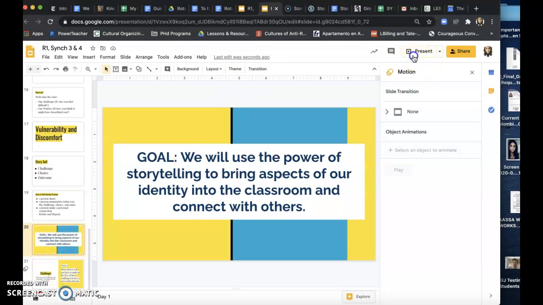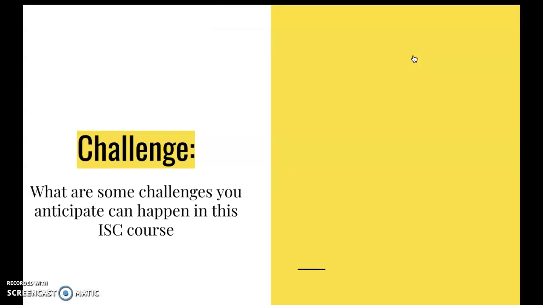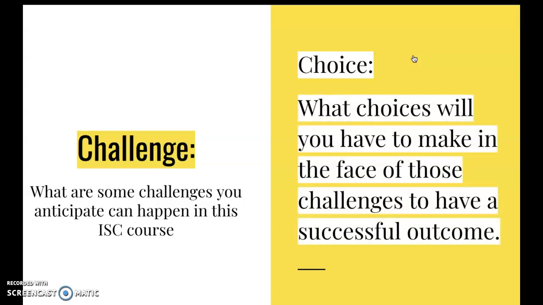And then for the close, I thought about using that same format of challenge and choice. And so asking everyone to think silently, before we close, I want you guys to think about, what are some challenges you might anticipate happening in this course. So just silently think about what are some challenges you think are going to come up as we engage in this course, whether it be through distance learning or when we're back on campus. And then after you give them a minute or so to think about that, ask them, what choice do you think you'll have to make in the face of those challenges to have a successful outcome? And maybe have them write it in the chat, or you can just have them silently reflect on it. This is however you want to choose to close.